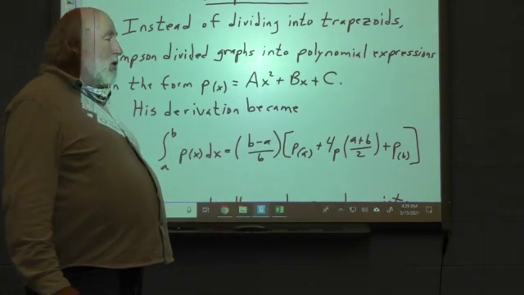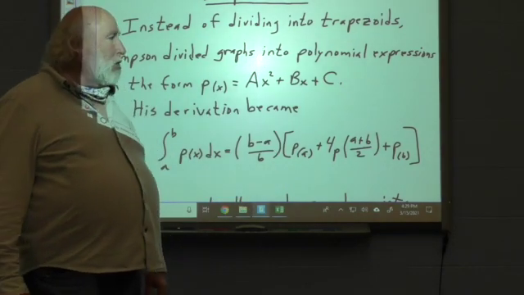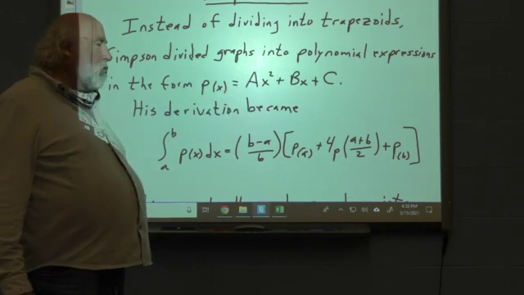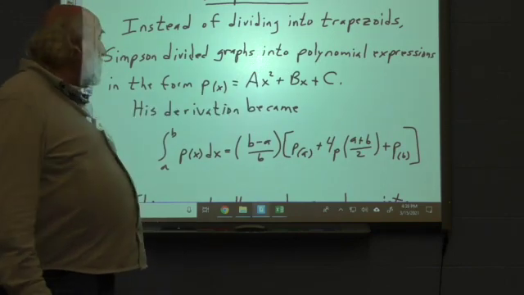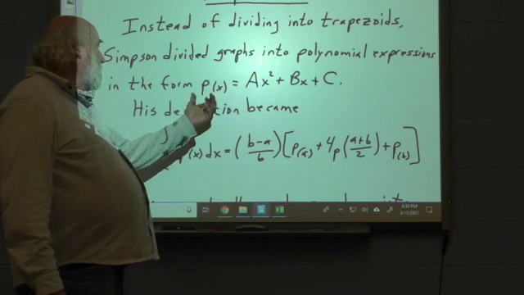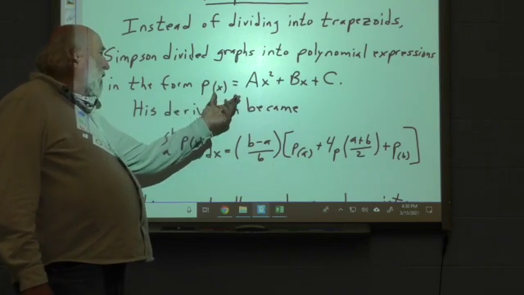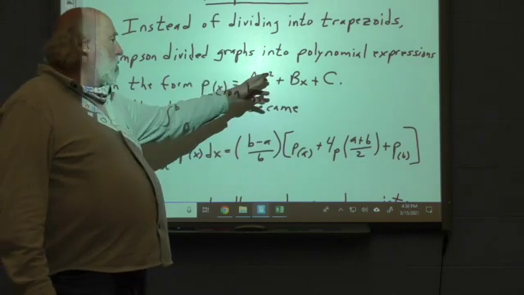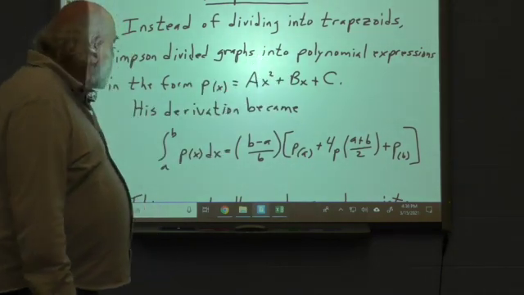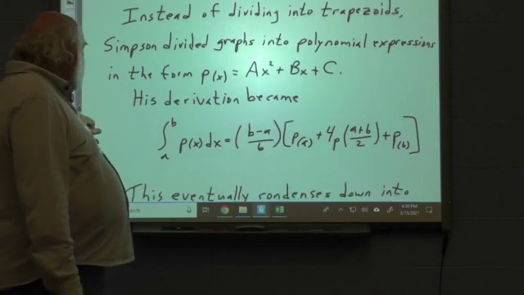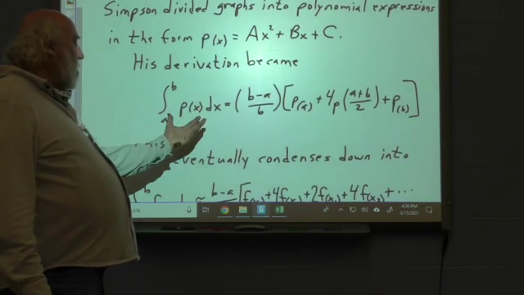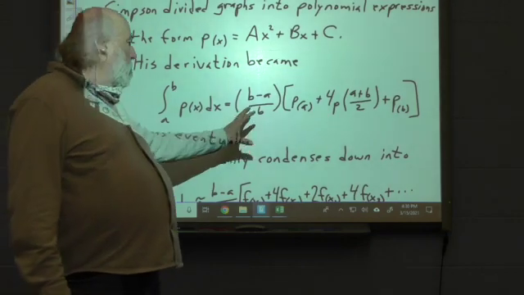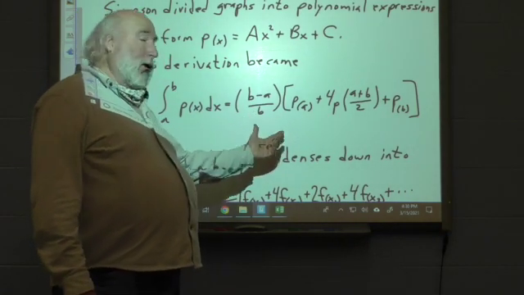But just to give you an idea of where this English mathematician is coming from, instead of dividing things into trapezoids, he divided them into polynomial expressions, generally no more than a square. So these are basic quadratic equations. The function of x in terms of this polynomial, use p for polynomial, is ax squared plus bx plus c. And his derivation started off by taking that polynomial and integrating it.